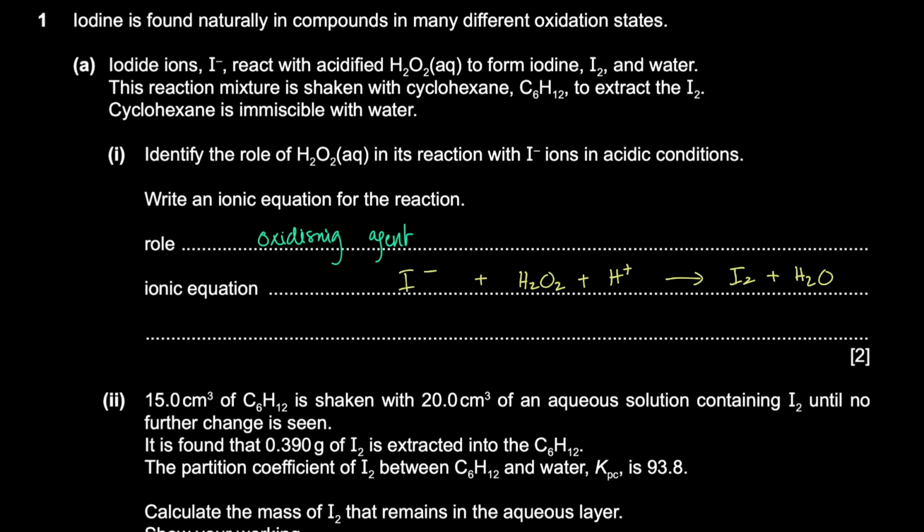Now we have to balance this equation. On the right hand side we have 2 iodines, so let's first balance the iodides. Then we have 2 oxygens here, so we're going to have 2 H2O, and then we have 4 hydrogens on the right, so we're going to need 4 hydrogens on the left. So we balance the H plus, that's going to be 2H plus, and that's the balanced equation.